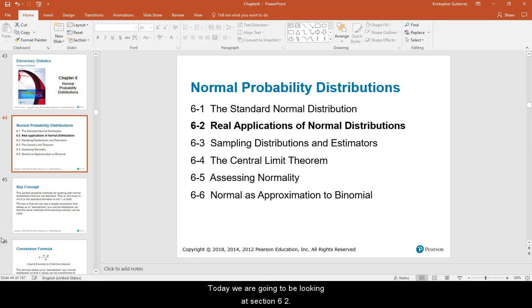Alright, today we are going to be looking at section 6.2, real applications of normal distributions. Now we talked about normal distributions in the standard form before, and these are going to very easily transfer over. So for the most part we'll explain how they transfer, do a couple of problems, and then continue onward.